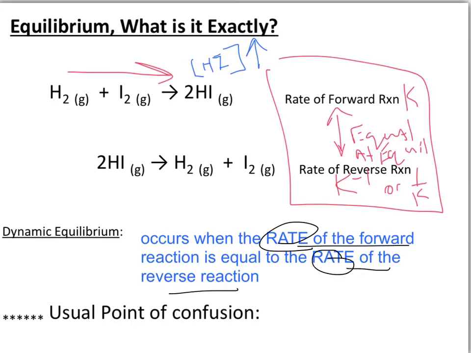All right? And what most people don't understand, and this is a usual point of confusion, is that when we are at dynamic equilibrium, we're talking about rates. We're not talking about concentrations. Equilibrium doesn't really mean that there's a balance of concentrations per se. So the usual point of confusion is that a lot of people will say, oh, well, at equilibrium, the concentrations of the reactants and products are the same, and that's not actually true. And so we're going to put this down here too.